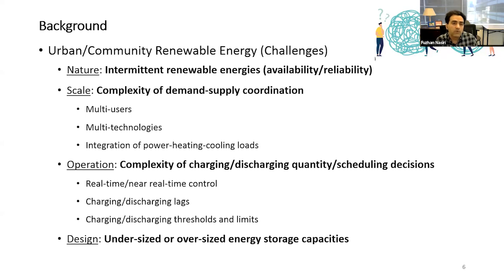The other issue is the scale. When we opt for community urban scale renewable energy, you have to look into connecting many users to many technologies, and you also have different layers of power, heating, and cooling loads to be satisfied. So that scale is the root cause of many complexities, and you have to be in a position to coordinate everything. Otherwise, every single issue in such systems could create a domino effect and migrate to other users, migrate to other technologies, and then the whole system is jeopardized.